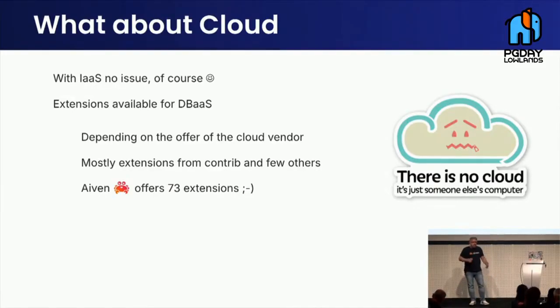Also Aiven, I'm working for Aiven. We have also kind of 73 extensions available. Most of the hyperscalers, and we have at least the contrib extensions being available and a little bit more. So we have to check. You can discuss, of course. You can try to ask AWS if you want to add an extension. Good luck. With Aiven, you can talk.